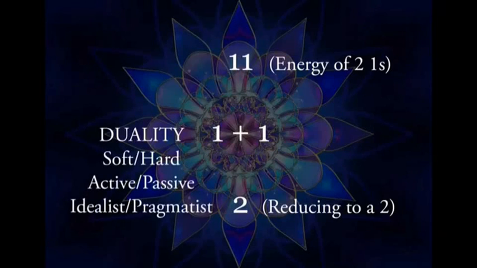1 and 2 are two opposite characters. 1 is a pragmatist and 2 is an idealist. 2 is the number for an active mind, an active imagination. So 1 and 2 together create duality, two opposites in the same person.